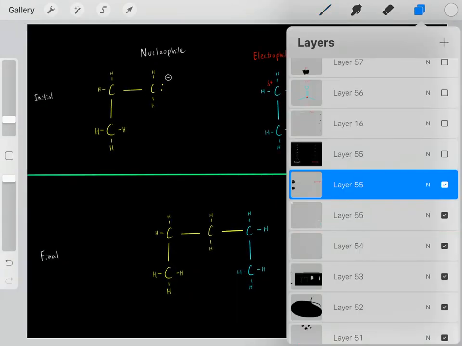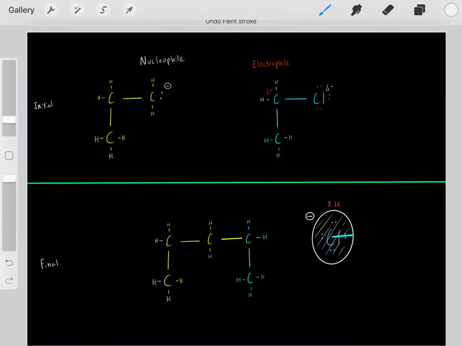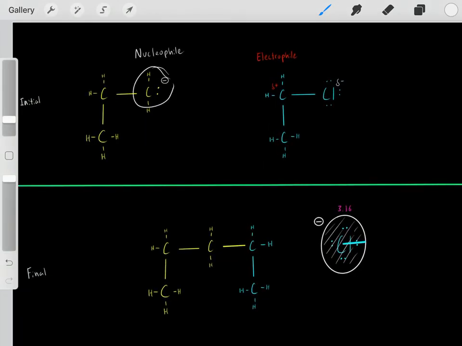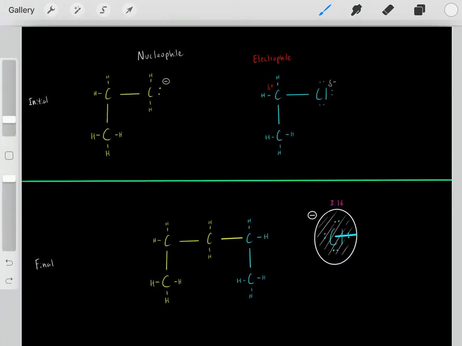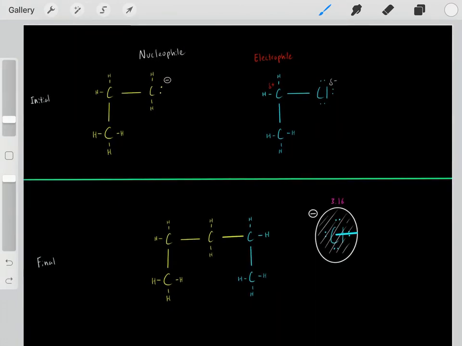But the point is, these molecules react because this atom had some negative charge density and this atom had some positive charge density. So they wanted to react to destroy those charges. And again, the molecule that has negative charge is referred to as a nucleophile. So this molecule acts as a nucleophile, while this molecule acted as an electrophile, where this carbon was electrophilic, because again, it had positive charge.